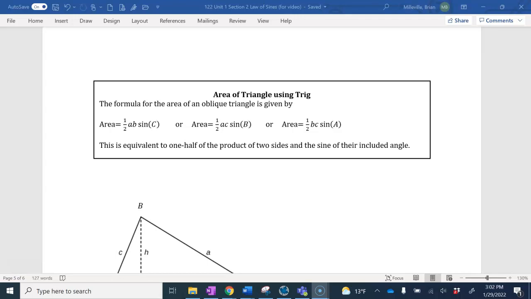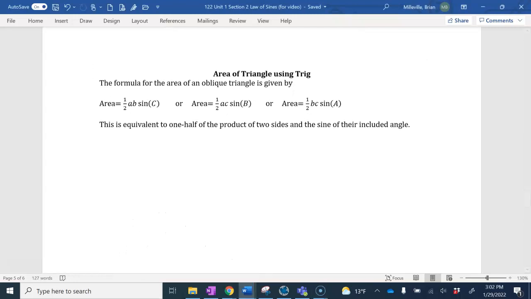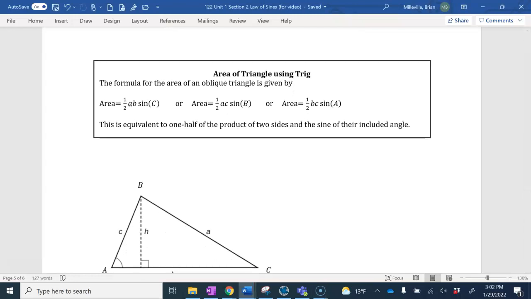Alright, for the third video here, we're going to be doing a little bit more applications. And this first one's the area of a triangle using trigonometry. Don't actually need the law of sines for this. We could have done this in an earlier treatment when we did trigonometry, but it's in this section, so we have some homework problems on it. So let's go through this.